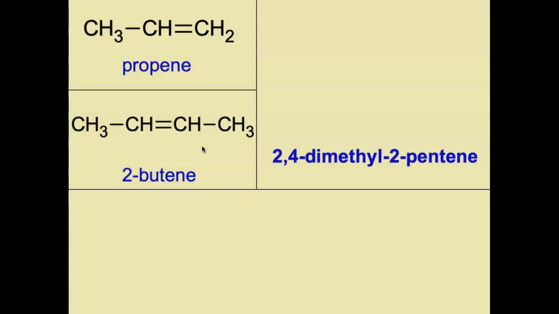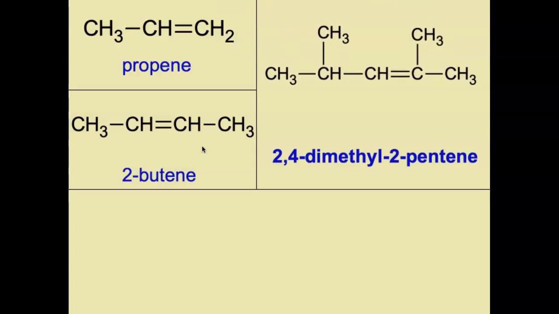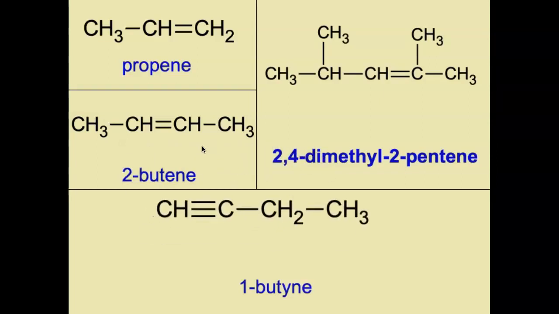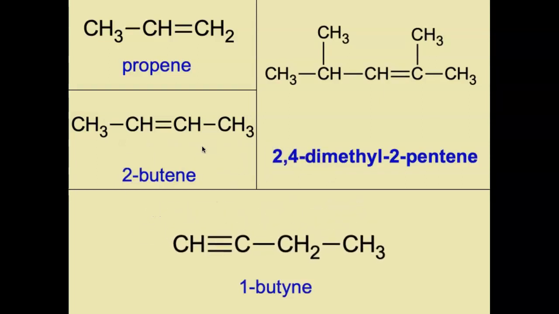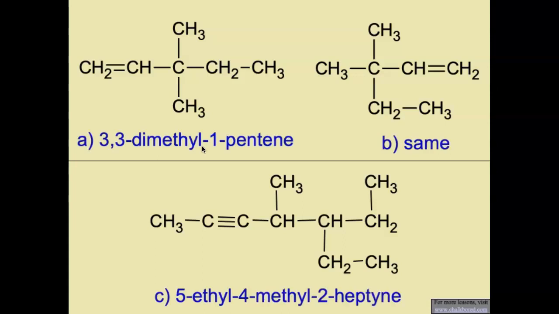So if you want to pause the video, draw yourself 2,4-dimethyl-2-pentene. Hopefully you'll come up with something that looks like this. And this next one is a 1-butyne. Here are a couple more practice problems. And on to the whiteboard activity.